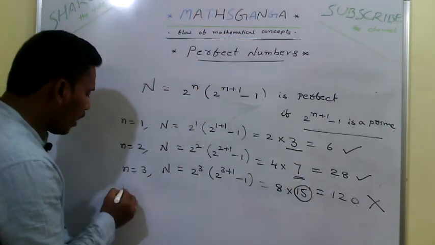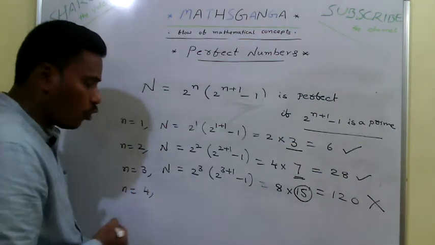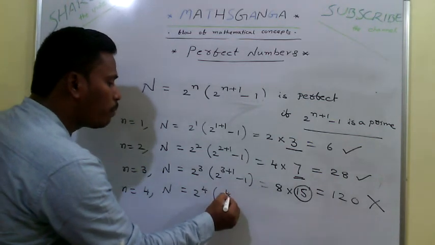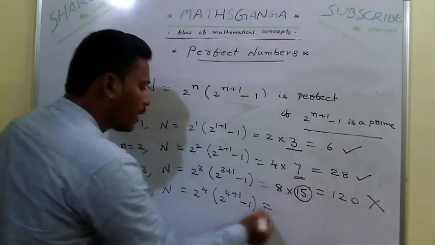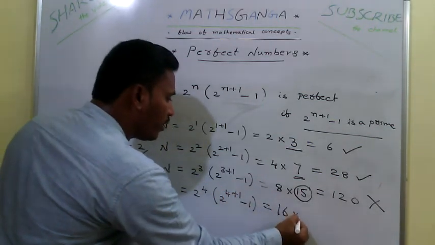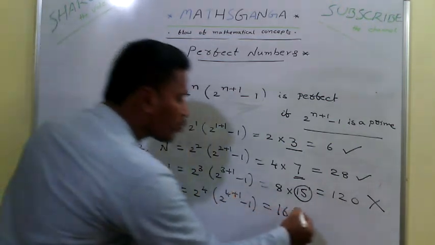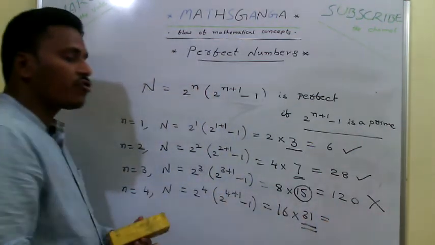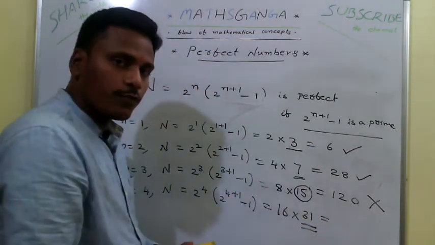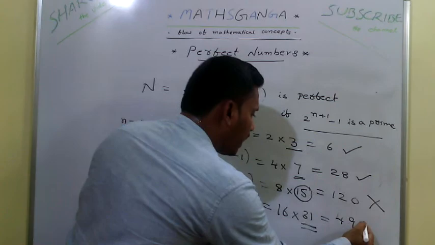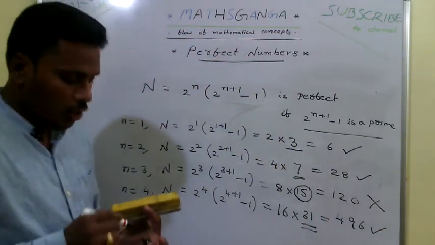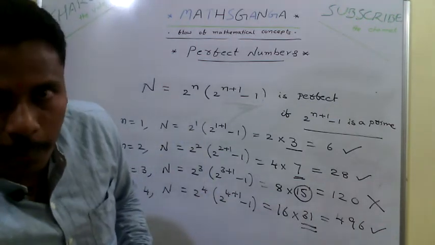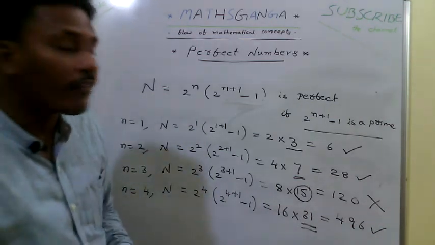In the same way, if you take n equals 4, then n equals 2 power 4 into 2 power 4 plus 1 minus 1. And 2 power 4 is 16, 2 power 5 is 32, minus 1 is 31. Since this 31 is a prime number, 16 into 31, 16 times 30 is 480 plus 16, 496, is a perfect number.